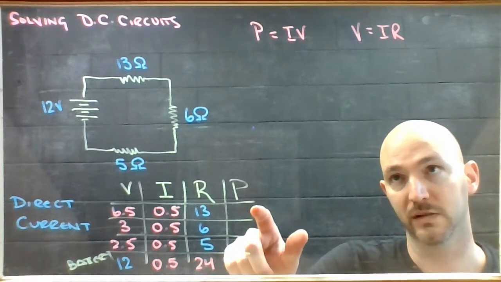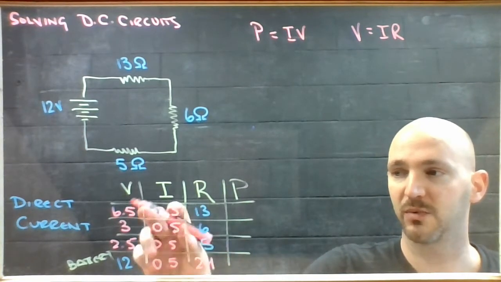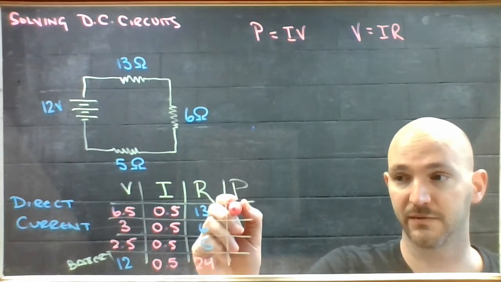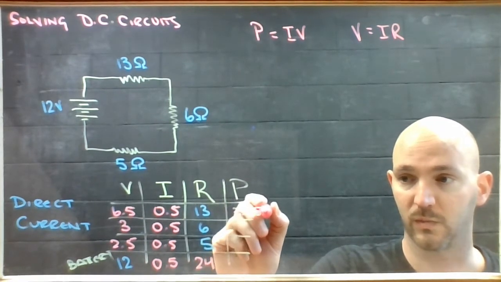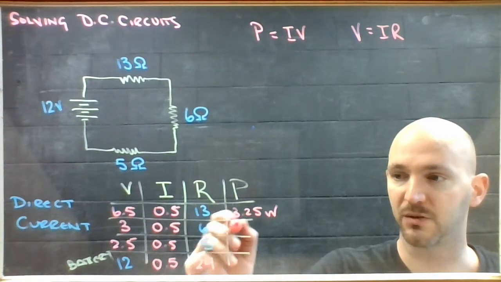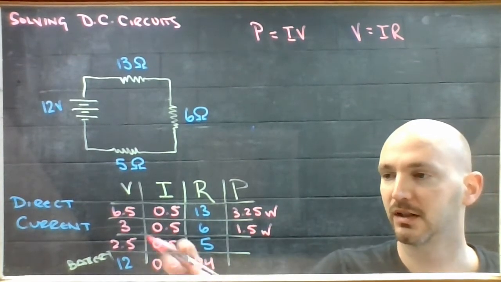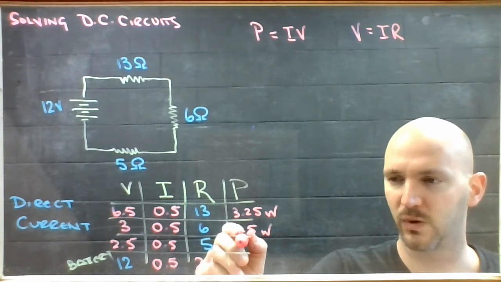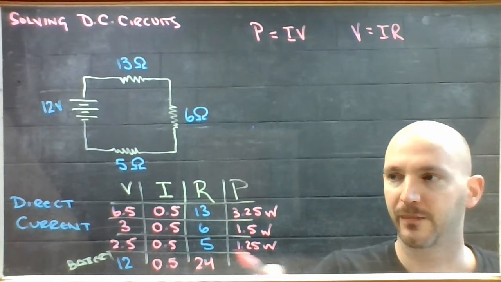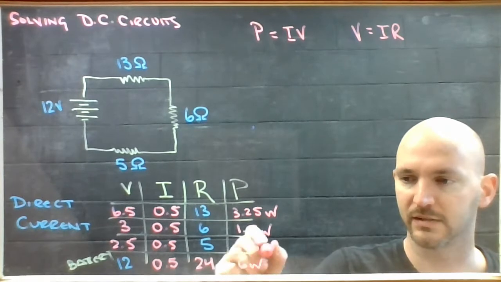To get my power, I just need to take the current times the voltage. So 0.5 times 6.5 would be 3.25 watts. 3 times 0.5 would be 1.5 watts. 2.5 times 0.5 would be 1.25 watts. And 12 times 0.5 would be 6 watts.